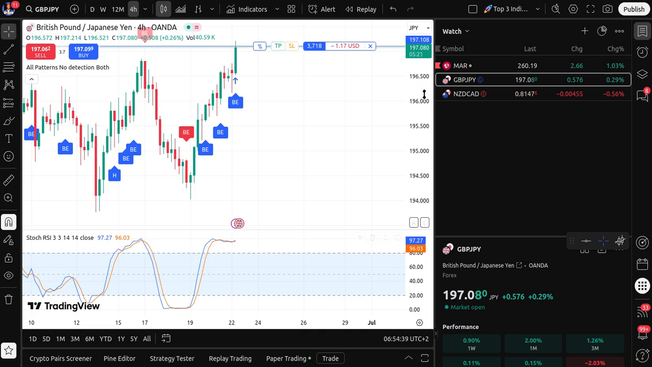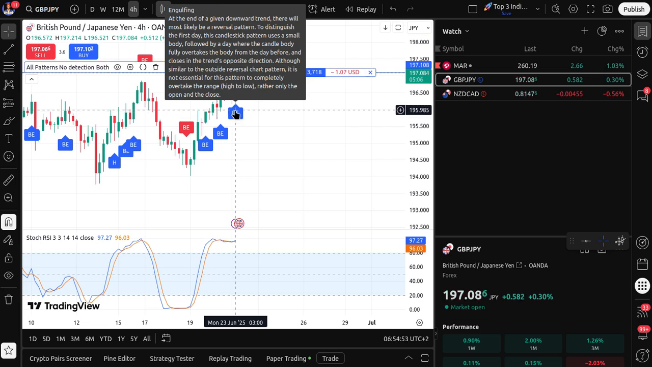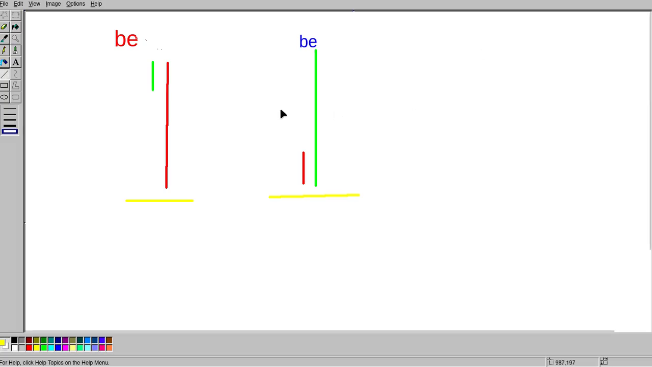After 6 minutes, the signal will not be valid anymore, because remember, this is a 4-hour chart pattern. So this is exactly what's happening here. Okay, so a bullish engulfing. At the end of a given downward trend, there will most likely be a reversal pattern. This candlestick pattern uses a small body followed by a day where the candle body fully overtakes the body from the day before, and then closes in the trend's opposite direction. Although similar to the outside reversal chart pattern, it is not essential for this pattern to completely overtake the range high to low, rather only the open and the close. All right, so basically this is what they're saying. This is the bearish engulfing pattern, this is the bullish engulfing pattern.